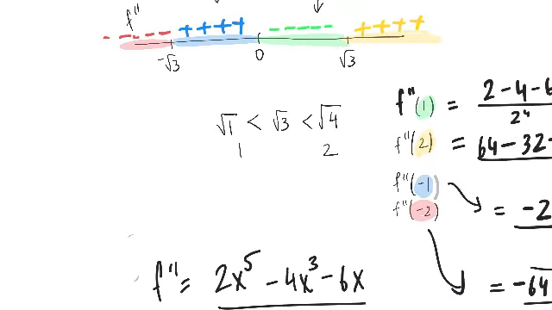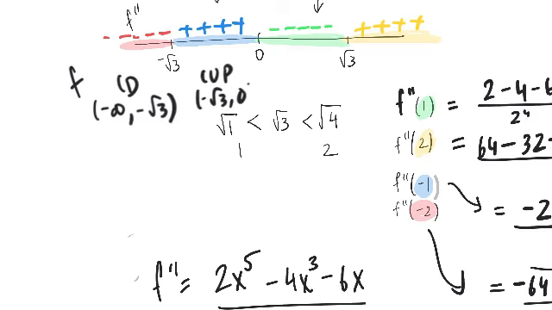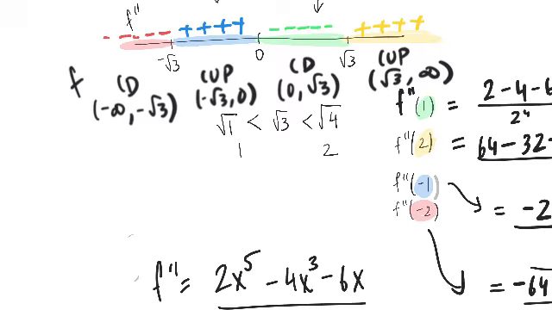We can now say that f is concave down from negative infinity to negative root 3, concave up from negative root 3 to 0, concave down from 0 to root 3, and concave up from root 3 to infinity. And that's our answer. You can write it out together.